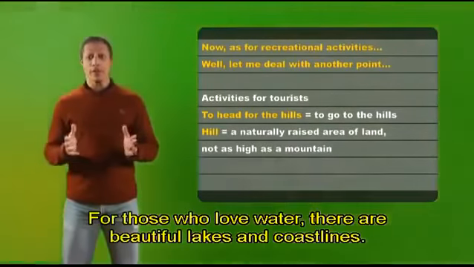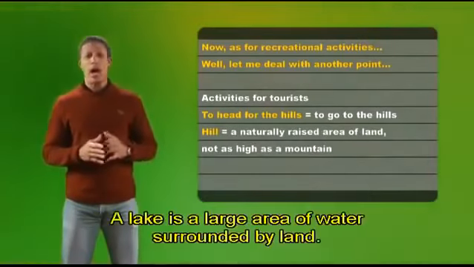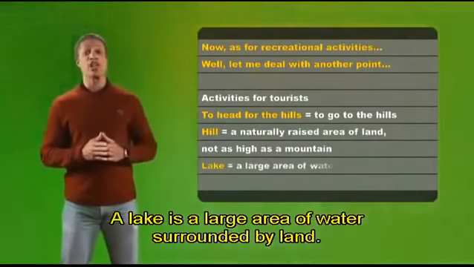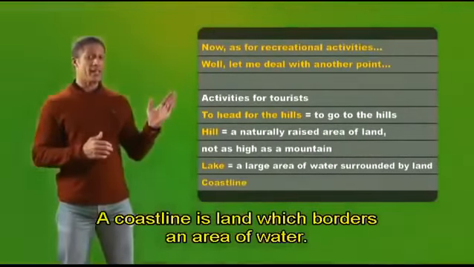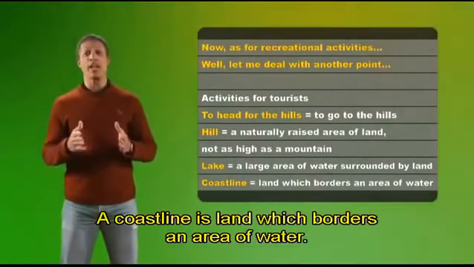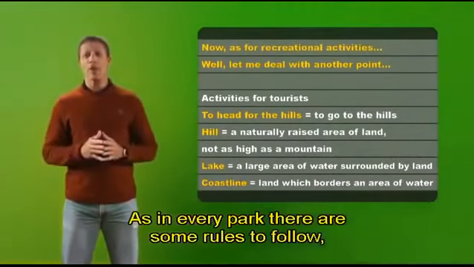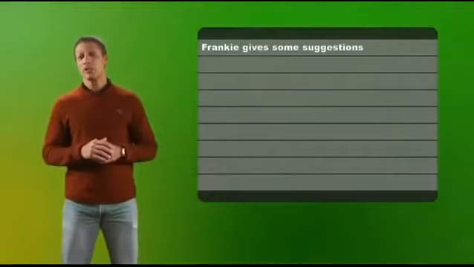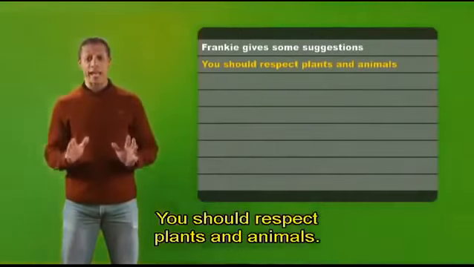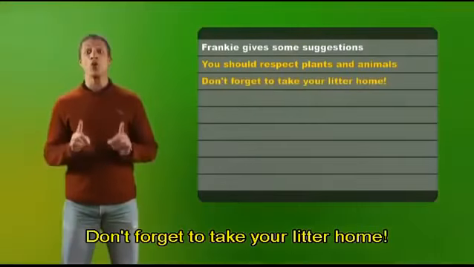For those who love water, there are beautiful lakes and coastlines. A lake is a large area of water surrounded by land. A coastline is land which borders an area of water. As in every park, there are some rules to follow. Frankie also gives some suggestions. You should respect plants and animals. Don't forget to take your litter home.